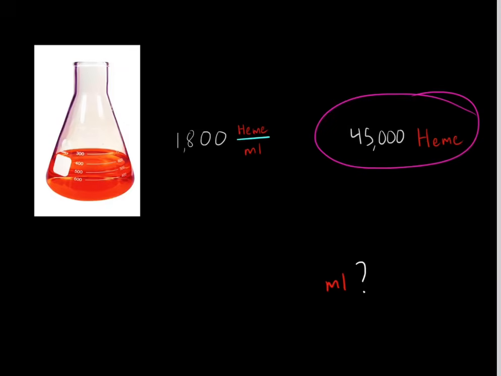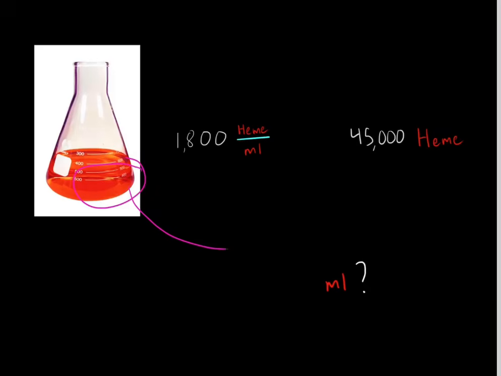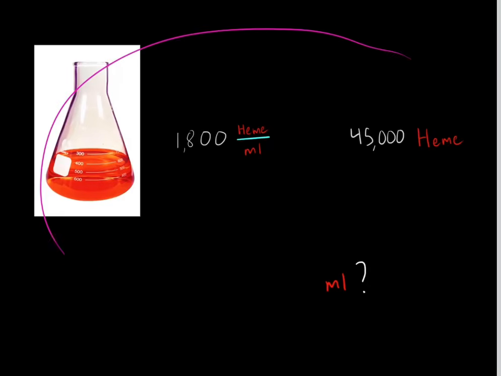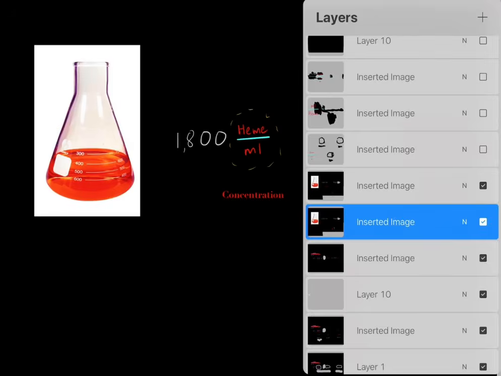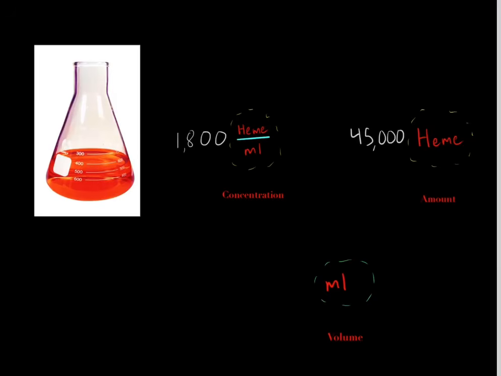So if we need 45,000 heme molecules to do our experiment, how many milliliters do we need? How many milliliters of this solution do we need to have 45,000 heme molecules so we can do our experiment? So again, this may seem like a very complicated, very abstract, conceptual question that's very tricky, but it's actually very easy. All you have to do is look at what you have. We know the concentration we have, and we know the amount we want. So now, based on those values we have, how do we determine how many milliliters we need?